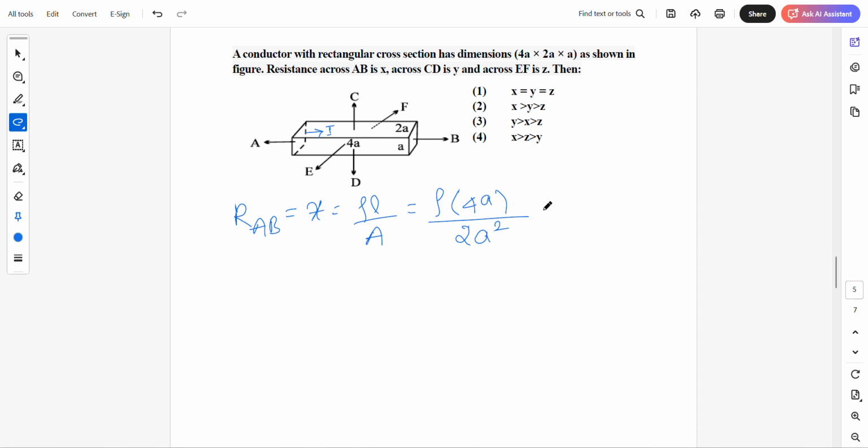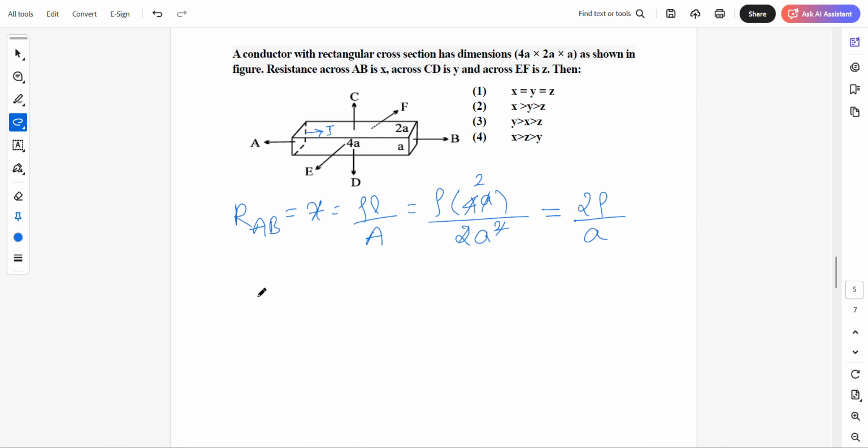That you are going to get how much? Rho, this 4A by 2A square, so you are going to get 2 rho by A. This A and this A square get cancelled. 2 rho by A, right?